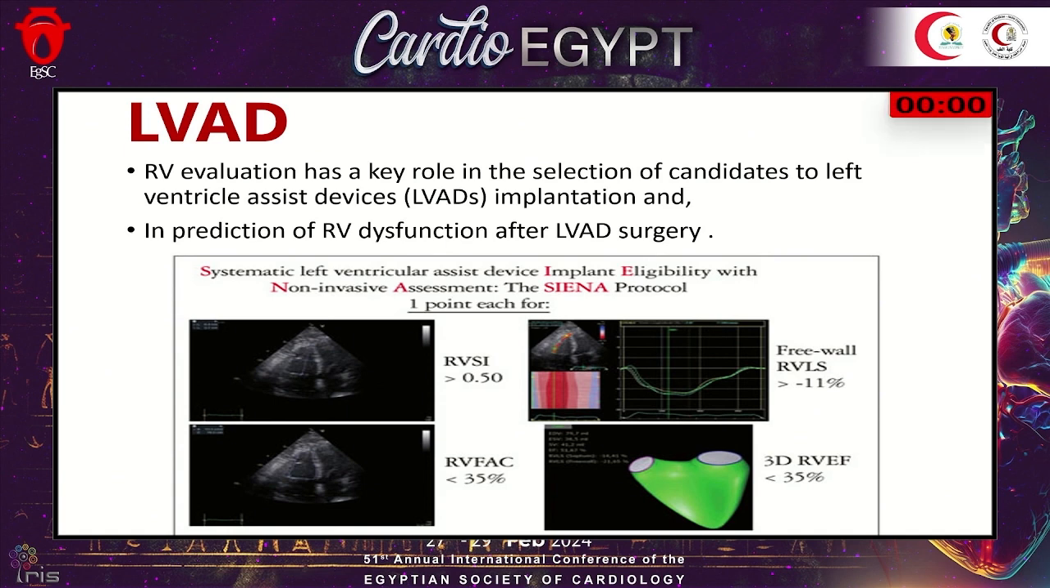Those are the echocardiographic assessment methods for things to be assessed before the patient goes to the OR to have an LVAD. If the measurements are like this, this indicates a poorer RV assessment, and it was published in 2017. RV sphericity index, we divide the longitudinal over the mid dimension. If it's more than 0.5, RV fractional area change less than 35, free wall longitudinal strain if it's more than minus 11, and 3D ejection fraction if it's less than 35, this indicates RV dysfunction after implantation of LVAD.